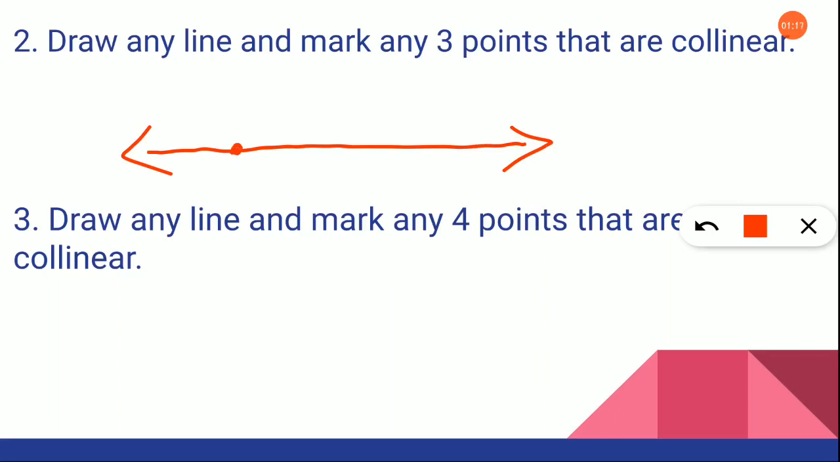Okay. 1, 2, and the third point I am going to keep it here, and then you are going to mark this A, B and C. Okay, this is how you will draw a line and mark collinear points.